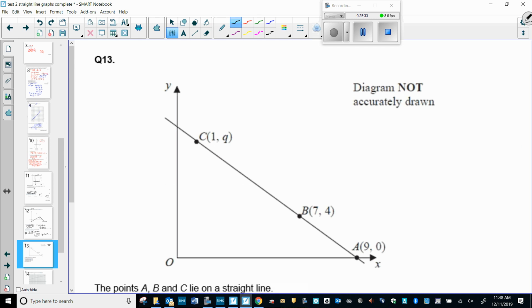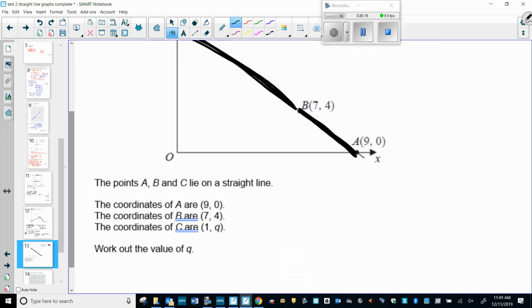Next one. They've said that they're on a straight line. So that means that the gradient of this line would be what in comparison to the gradient of that line? The gradient of this one and the gradient of this one. So the gradient would be the same, yes? Do we understand why it's not perpendicular?